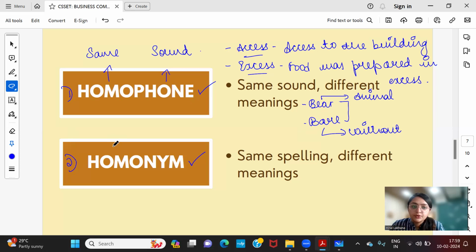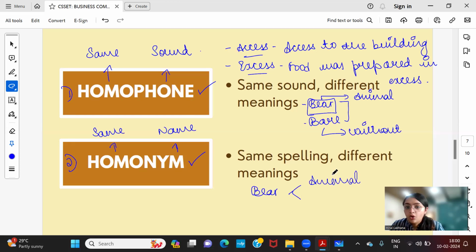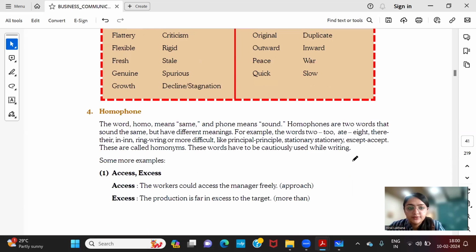Next up is homonym. Homo is same and nym is name. So these are words with the same name, that is the same spelling, but different meanings. Again, we can take this previous example of bear right here. Bear can mean the animal bear or to take the responsibility of something. So if we are saying he is the one who will bear the cost of the function, it means that particular person will take up the responsibility of the expenses of that function. Similarly, if we are using this in another context, this can mean the animal bear. Now let's look at a quick few examples that are given in our module.